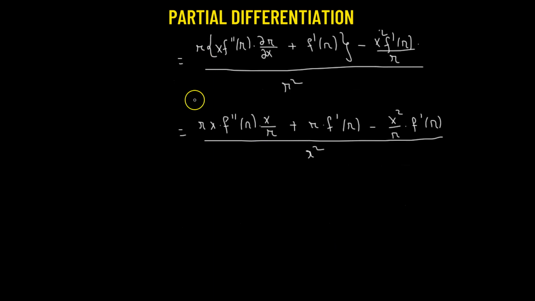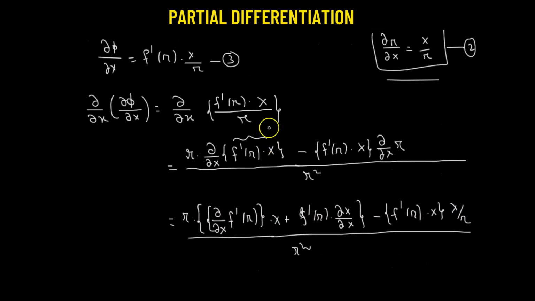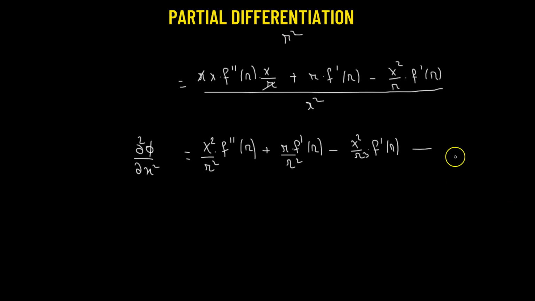Right. Now here one r cancels out. That leaves us with x times x, which will be x squared times f double prime r, plus r times f prime r, minus x squared over r times f prime r, whole divided by r squared. So we will divide each term by r squared. This will become r cubed. So this is the second partial derivative of phi with respect to x. Right. So we considered the last equation to be 3, so let this be equation number 4. We'll come back to it a little while from now.